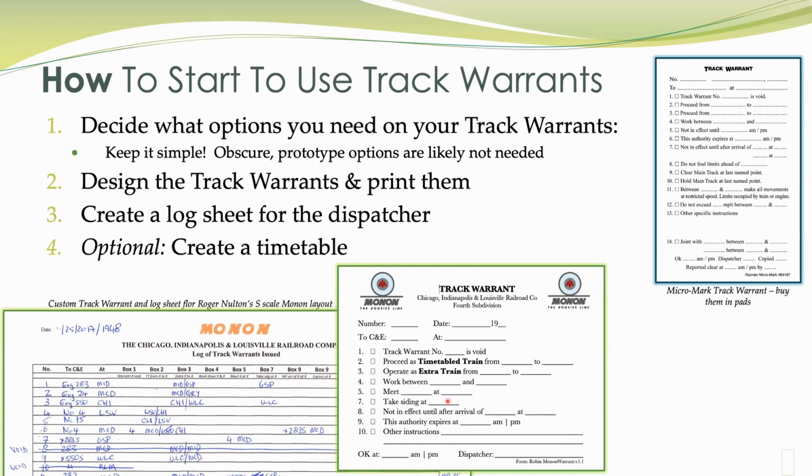But the only other thing you might want to do to get started is a log sheet like this. I just created this as an Excel spreadsheet, and printed it out blank. And so I as a dispatcher can fill out what all of these warrants are that I've issued. And all of these boxes that say, hey, proceed as an extra train from A to B. Here on number 1, I've said engine 283 at mid, go as an extra train from mid to GSP and take the siding at GSP.